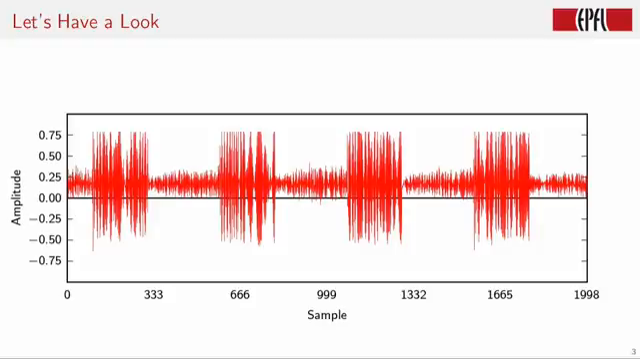Let us have a look at the signal. This plot shows only 2 seconds of the audio recording. We clearly see the beep as well as the noise contained in the signal between the beeps.